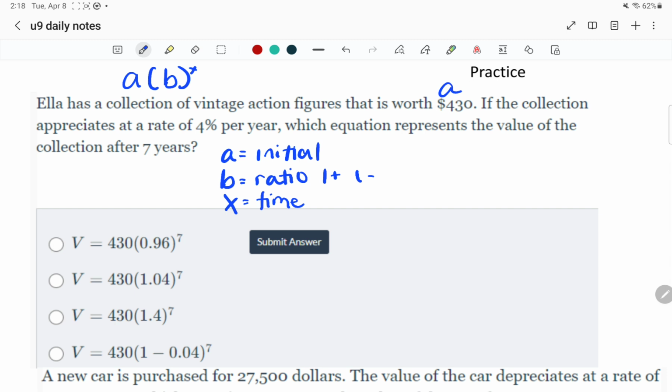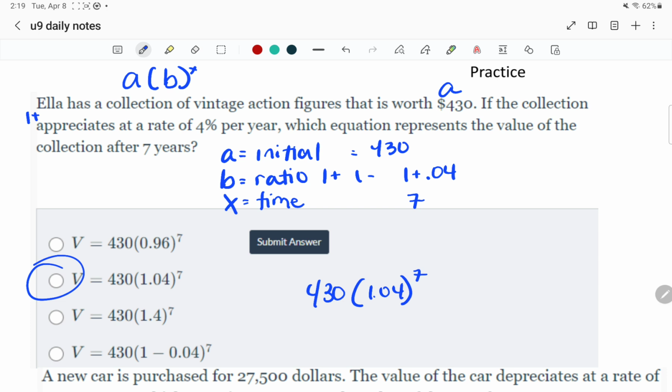That's my initial. If the collection appreciates, which is a bank word, appreciates means it's growing. So we're going to do 1 plus a rate of 4% per year. Which equation represents the value of the collection after 7 years? A was my 430. B is going to be 1 plus 4%, which is the same as 1.04. And X is time, that's 7. So I need 430 times 1.04 to the 7th power. And I see the second one looks like that.